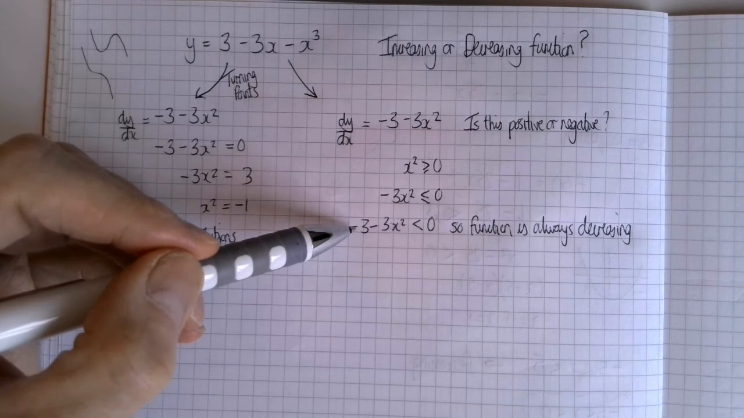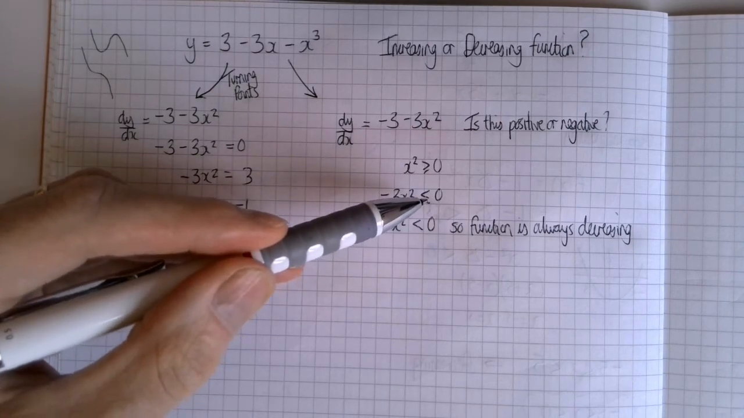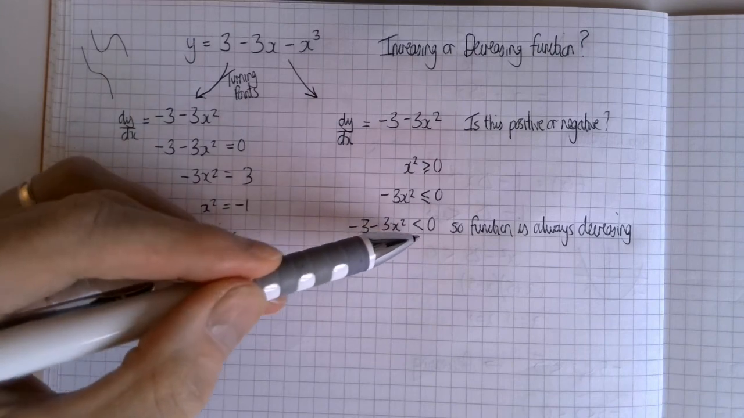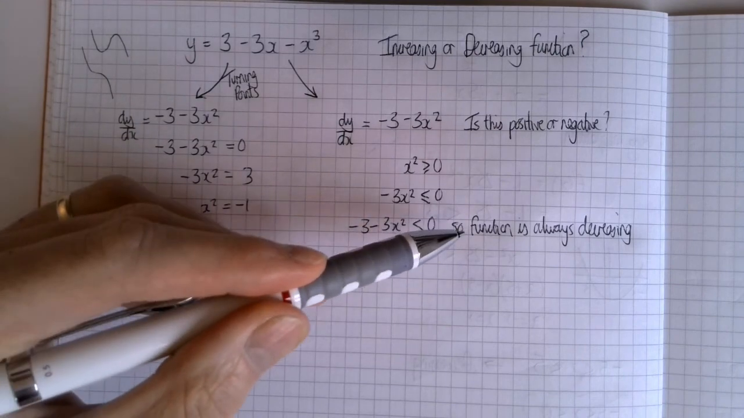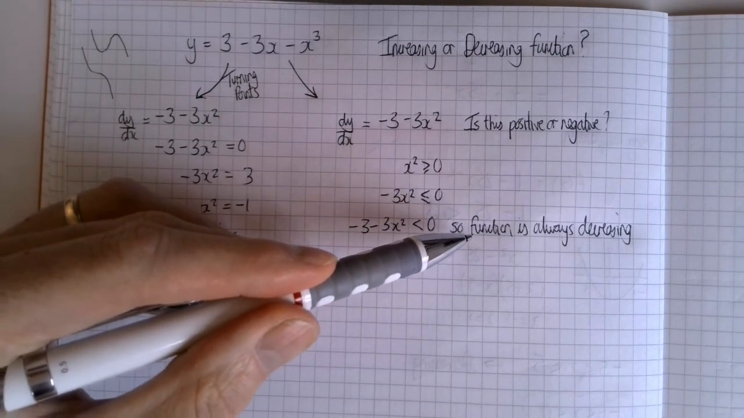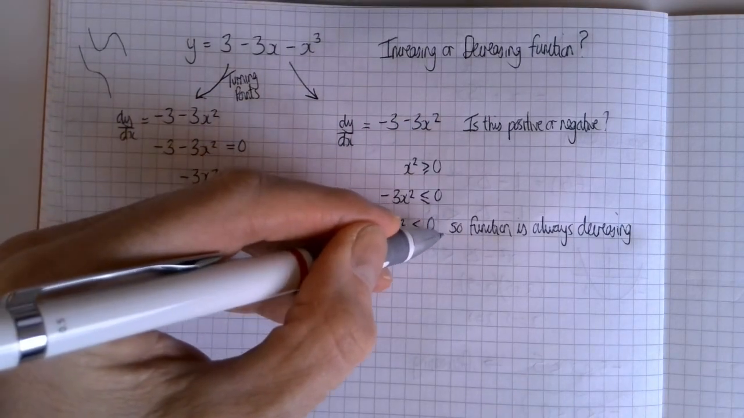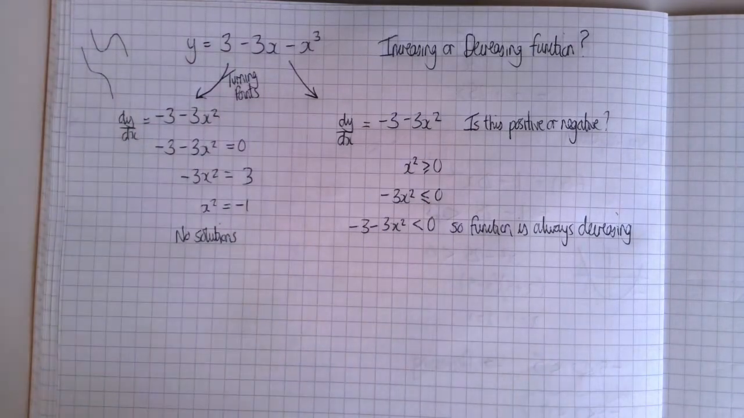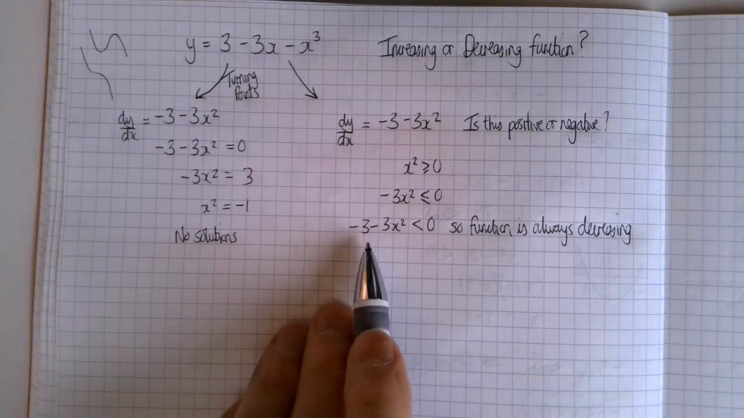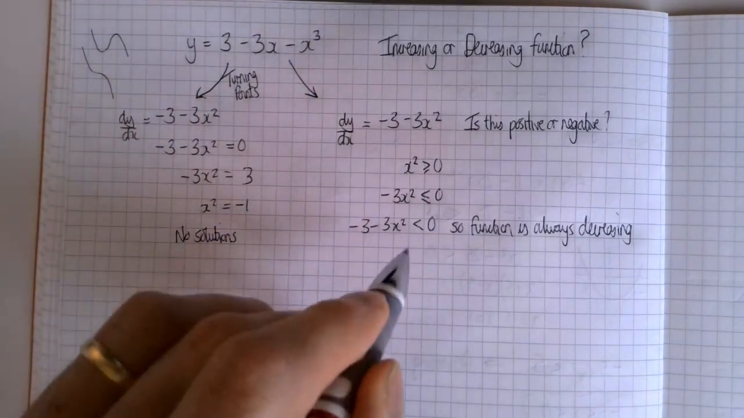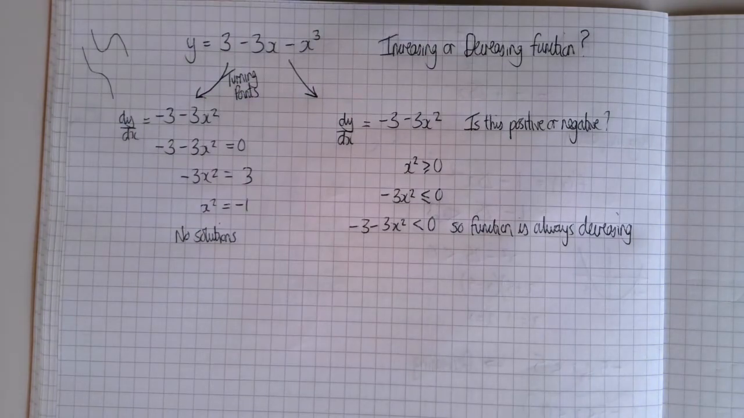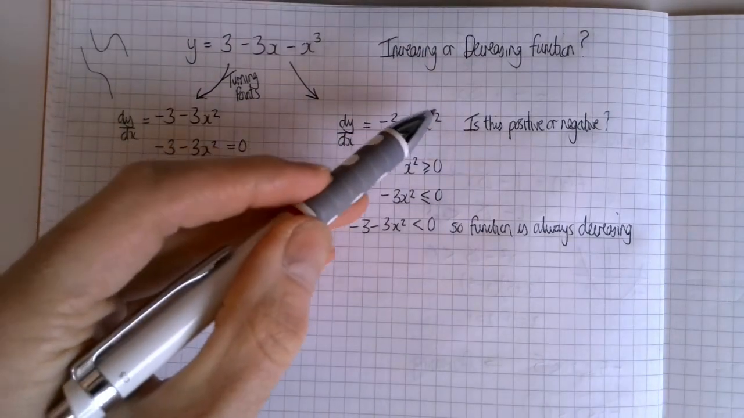And then if I take away another 3 from that side, well, if it was equal to 0, it's now definitely going to be less than 0. So I know that this is now less than 0, so the function is always decreasing. I suppose you could say less than or equal to minus 3 there as well, which again would demonstrate that it's always negative. But I think that's a good way of doing it. What you're basically showing is that this is always negative.